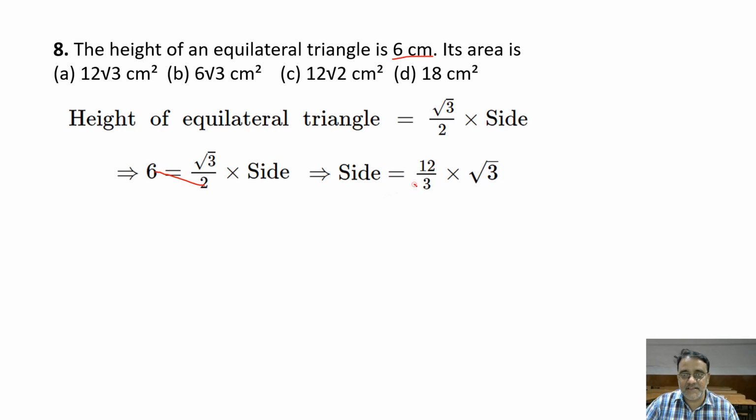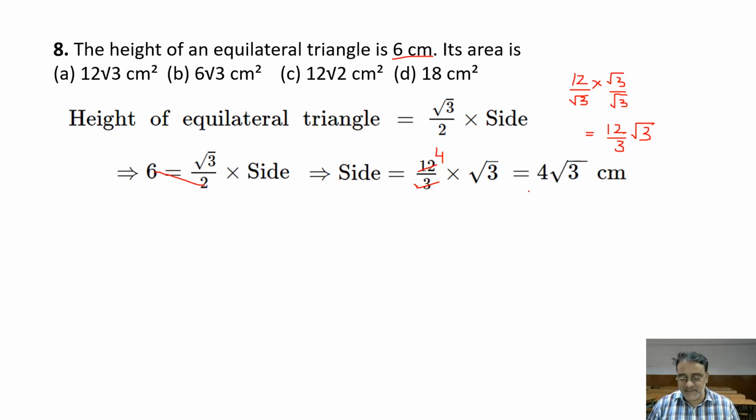Wait a minute, let me tell you how this works. 12 upon root 3. So what will we do? We will rationalize the denominator. If you rationalize, you will get 12 by 3 into root 3. Here we can cancel 12 with 3. So we are getting 4 root 3 centimeter. This is clear to all of you?